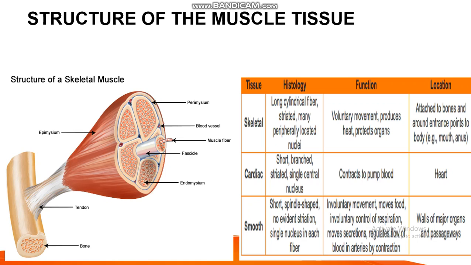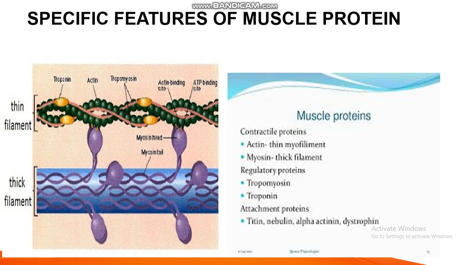The smooth muscle tissue is short and spindle-shaped with no striation. They have a single nucleus in each fiber. Their function is involuntary movement: they move food, involuntary control of respiration and secretion, and regulate flow of blood in arteries by contraction. Their location is the wall of major organs and passageways.